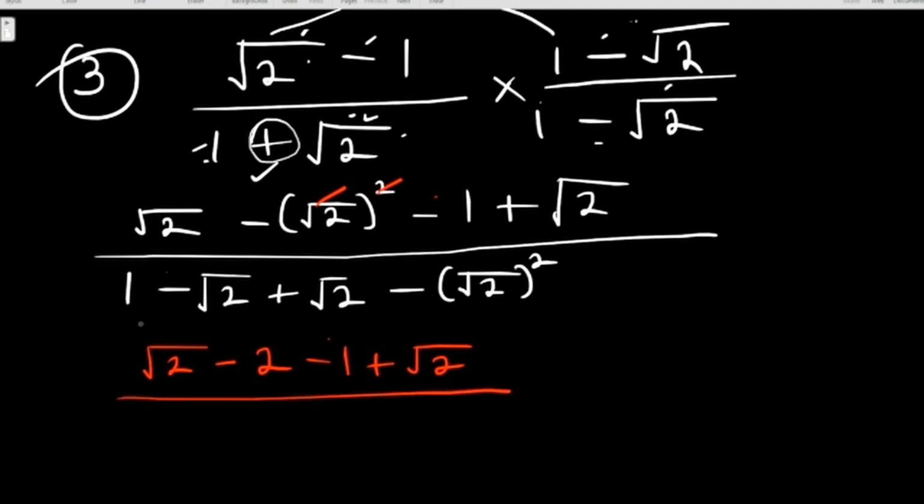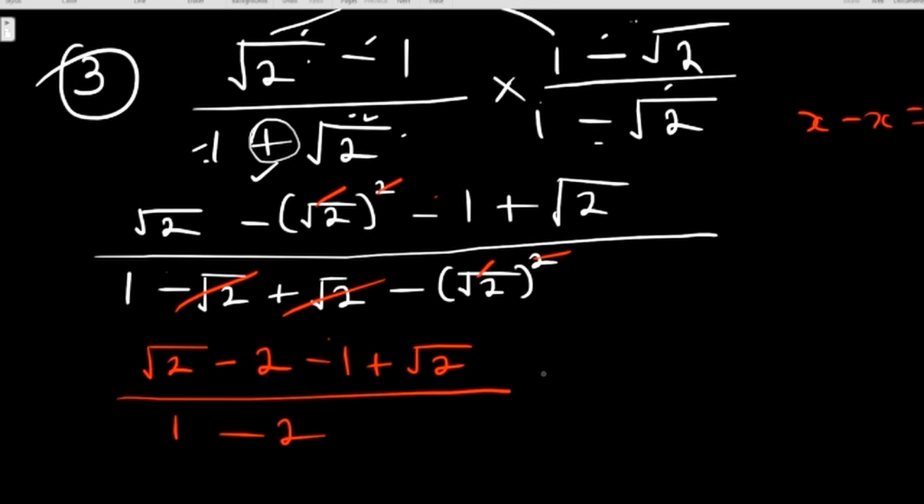Here we have a 1, we copy down the 1, minus root 2 plus root 2 is just like when you have x minus x is equal to what? 0. So minus root 2 plus root 2, they cancel out, they give you a 0. And now you copy down this negative sign here. And what do you have here left? This square root up here cancels out with this one, and then you're left with 2.